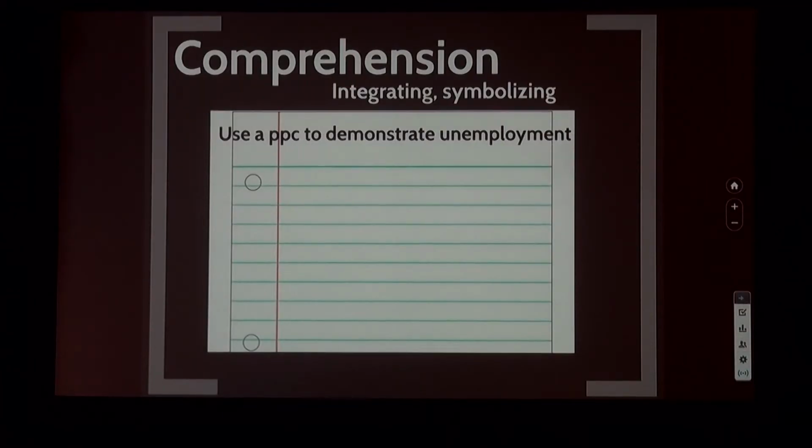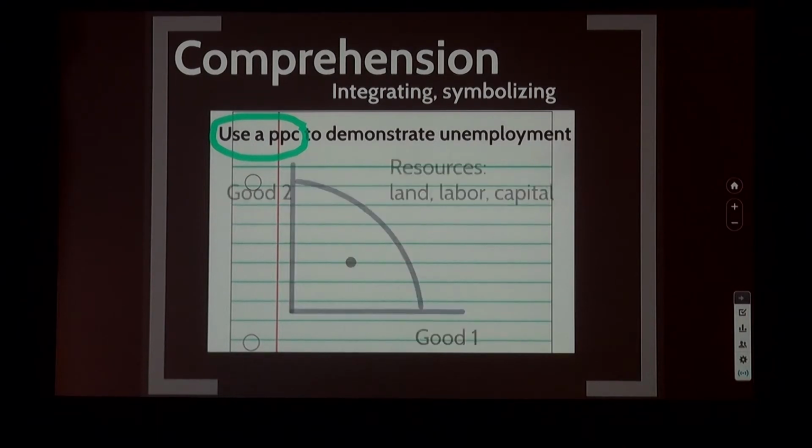Use the PPC to demonstrate unemployment. So this is, I think, very similar to the test bank essay question. The key is, though, you say use a PPC. So right there, this becomes pretty easy, because the student just has to retrieve a PPC, something like that. And then to demonstrate unemployment, all they have to do is put the dot inside. So what they're doing there is integrating information and symbolizing it.